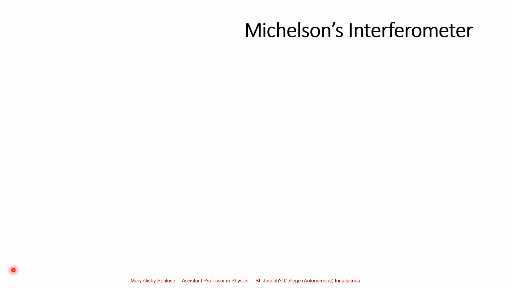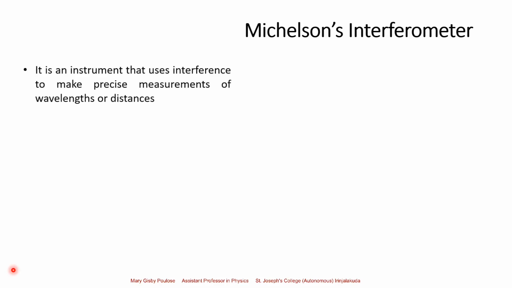Now let us see what a Michelson's interferometer is. It is an instrument that uses interference of light to make precise measurements of wavelengths or distances. So it is an instrument that is used to make measurements. Measurements of what dimension? Measurements of wavelengths or distances. That is precise, very small measurements.